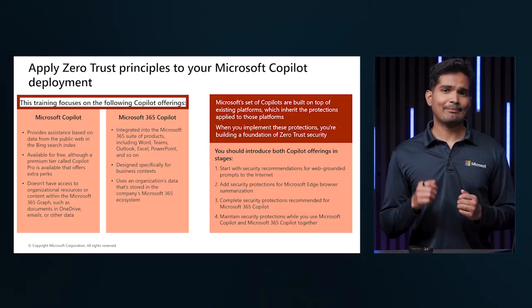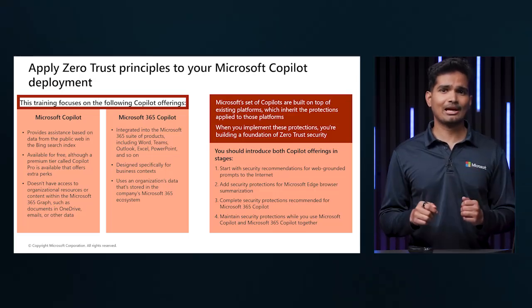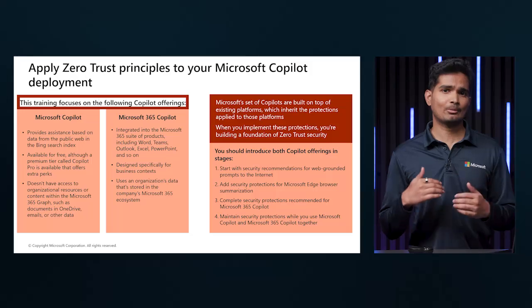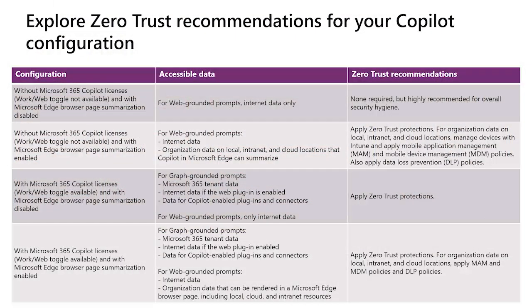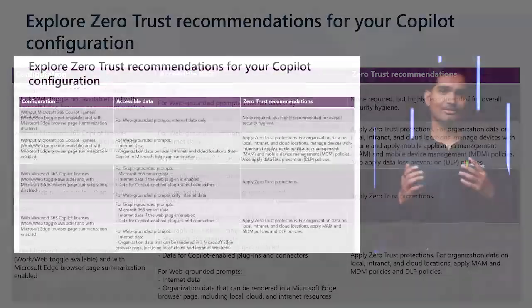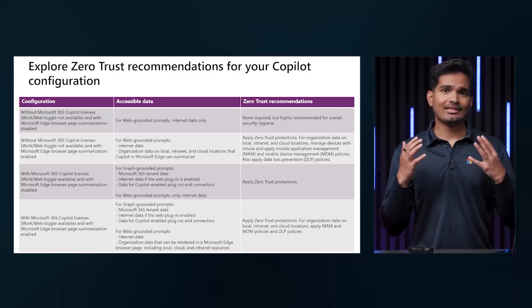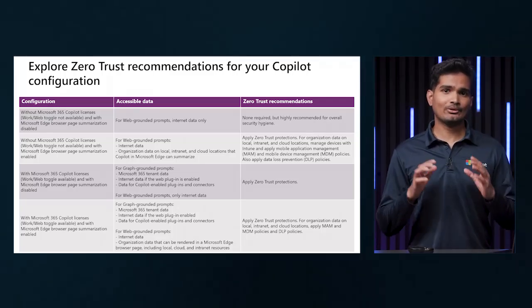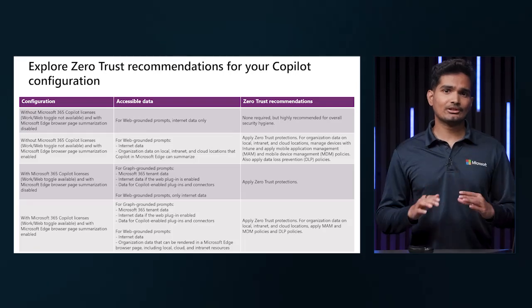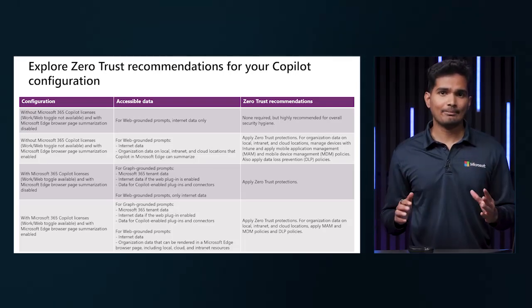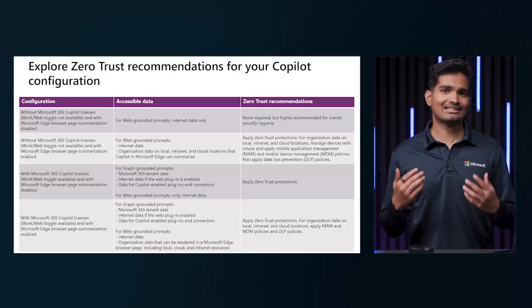It should be noted that Microsoft's set of Copilots are built on top of existing platforms, meaning that there's an inheritance of protections applied to those platforms. Based on your setup, you should take the appropriate steps for your Copilot configuration. If your organization is without Microsoft 365 Copilot licenses, then the Work Web toggle is not available and Edge summarization is disabled. The data that is going to be accessible is only internet data. So the zero trust recommendation is nothing is required, but general security hygiene is highly recommended.